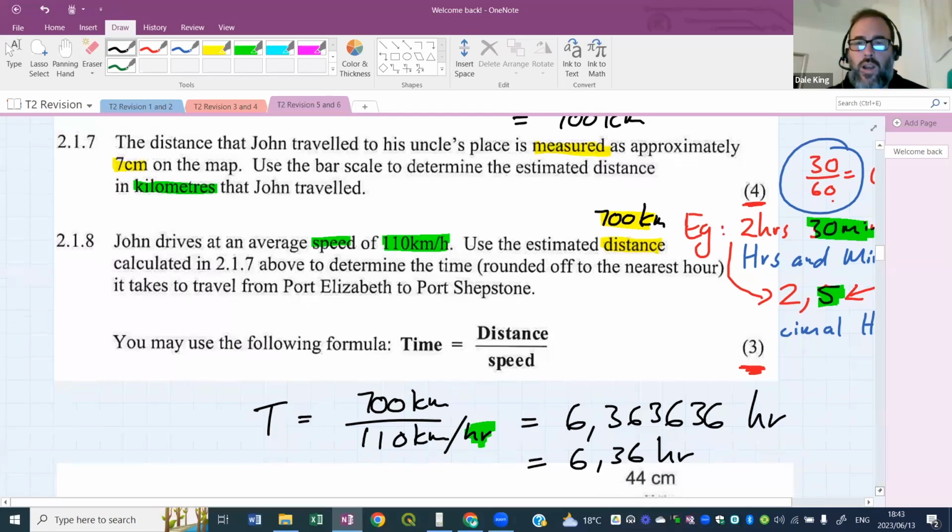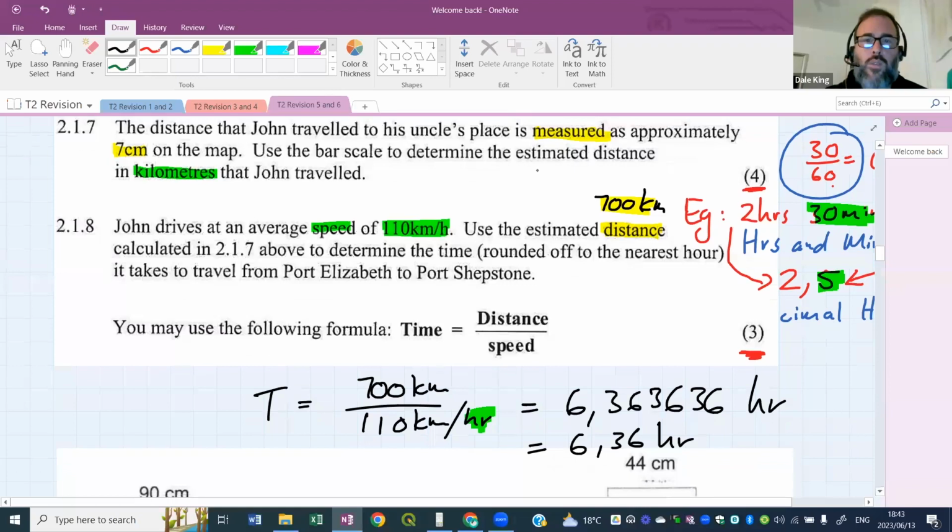Round off to the nearest hour. So Pete, what is it? I'm getting guys saying 7. Guys are saying go up to 7.